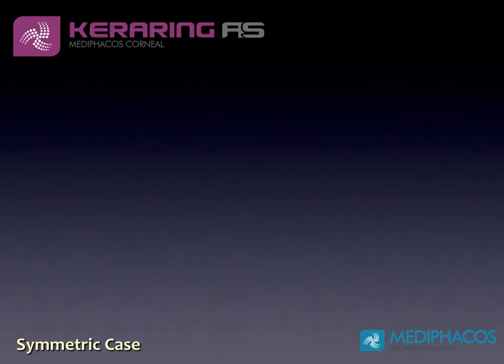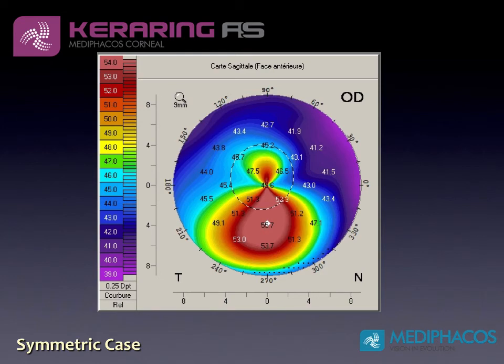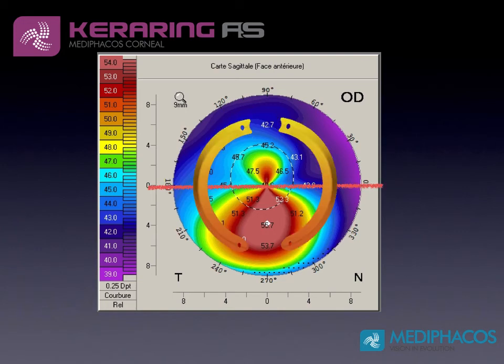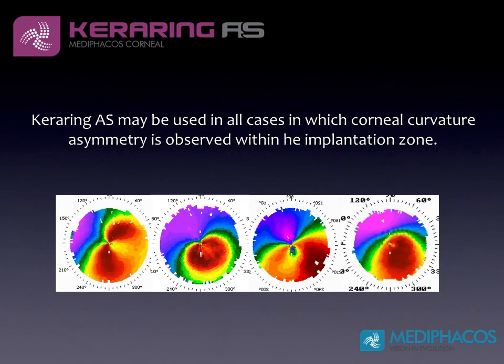Yet another example. Here we can see an asymmetric bow-type cone with a steep meridian at 90 degrees and a rather symmetric distribution of the ectatic area. As we saw earlier, the classic conduct in cases like this is the implantation of two segments of same thickness and arc length. However, a closer look at this curvature map reveals that the cornea is much steeper inferiorly than superiorly. Here, again, we see good indication for Keraring AS by using segments of greater thickness inferiorly and less thickness superiorly. Keraring AS may be used in all cases in which corneal curvature asymmetry is observed within the implantation zone.